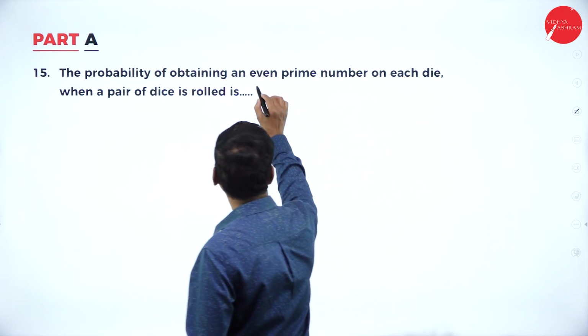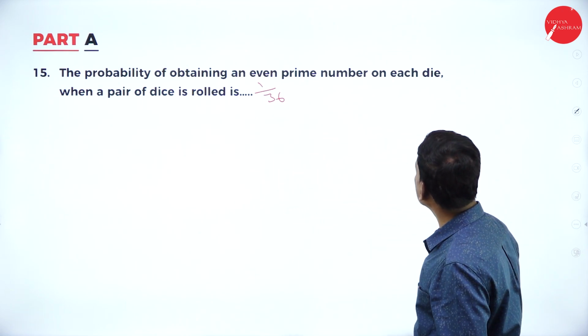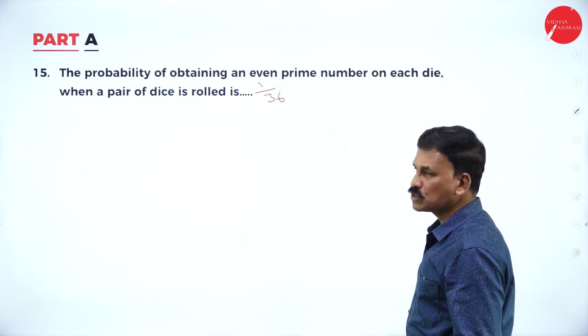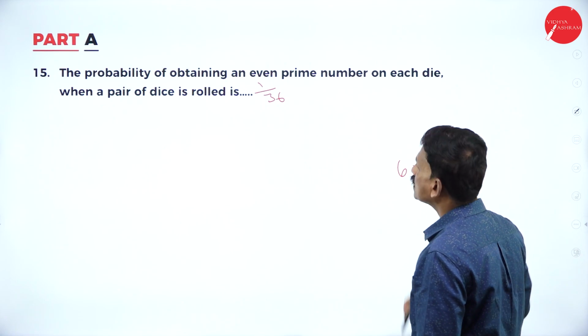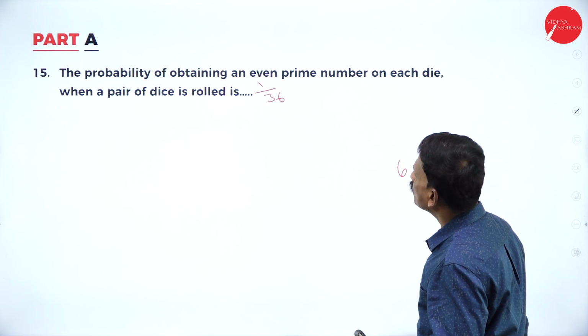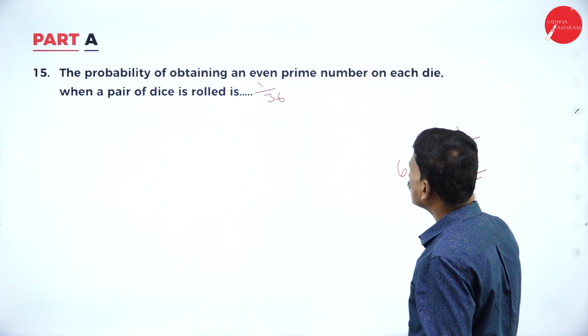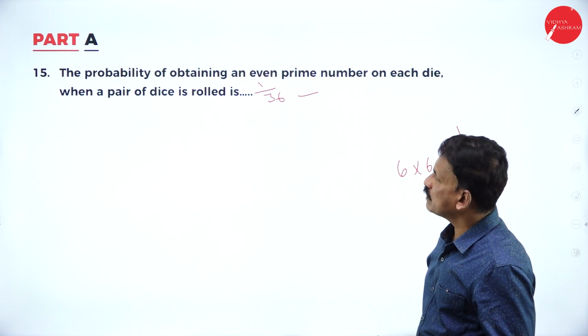The probability of obtaining an even prime number on each die when a pair of dice are rolled. So if a pair of dice are rolled, you will get 6 into 6 is equal to 36. What is the probability of obtaining an even prime number? That is nothing but 1 by 36. That's it. This is how we are going to solve the fill in the blanks.